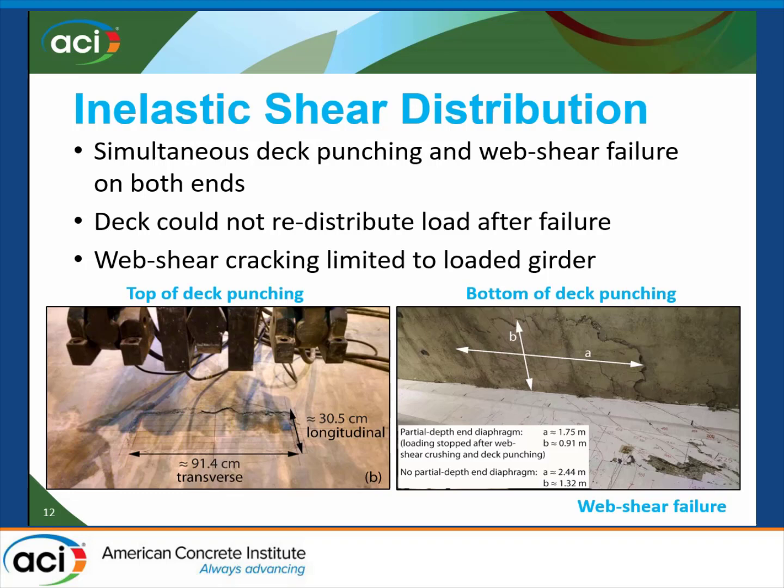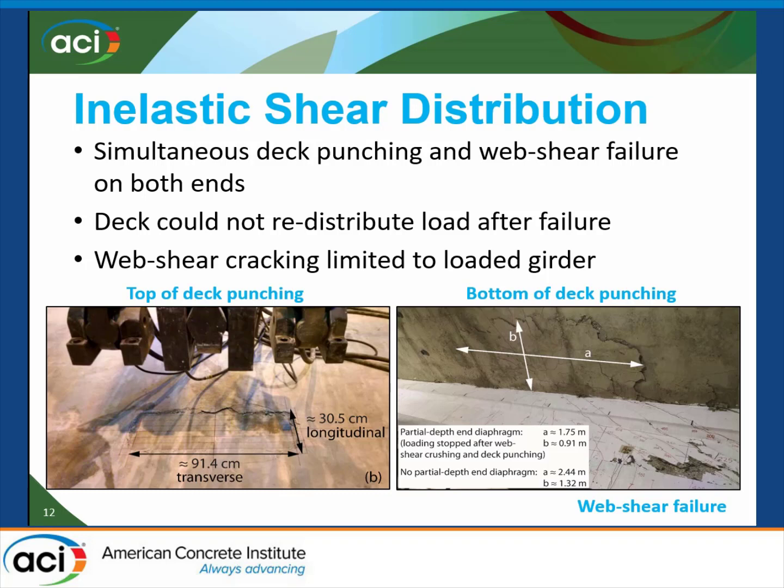So you can see there's 2 pictures. The left shows the top of deck punching, so the actuator applied load area punched through the deck on top of the girder, and then below, with the 2 arrows there, the A and B is the area that punched on the bottom of the deck. But simultaneously, there was a web shear cracking and failure in the interior girder that was loaded. And it's impossible, or from my point of view, was at least to determine which happened first or which led to the other. But the literature saw similar failures in this mode.